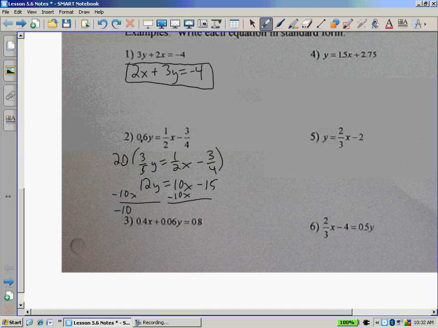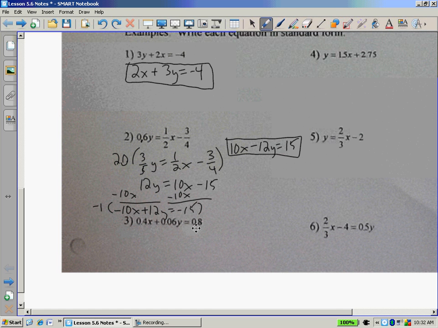We get negative 10x plus 12y equals negative 15. At this point, the problem is that I don't have a positive leading coefficient. So I'm going to multiply everything by negative 1, and I get 10x minus 12y equals positive 15. Essentially, it just changes all the signs.